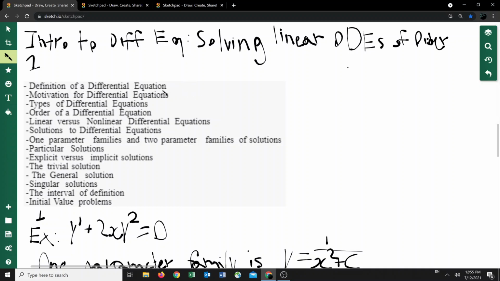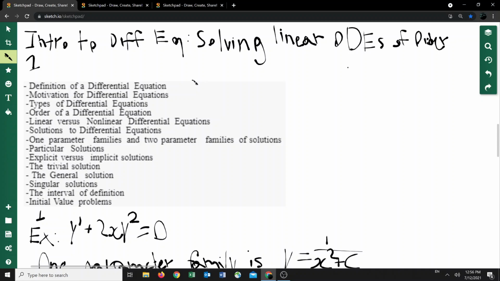So first, what are differential equations? That's what we mean by the definition of differential equations. Well, all differential equations are is equations with derivatives. So I can give an example of a differential equation.